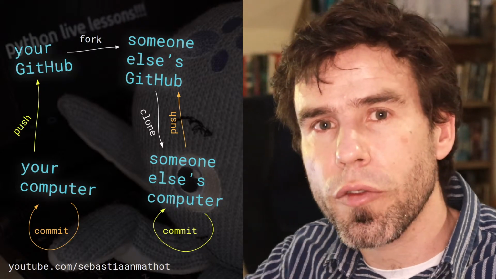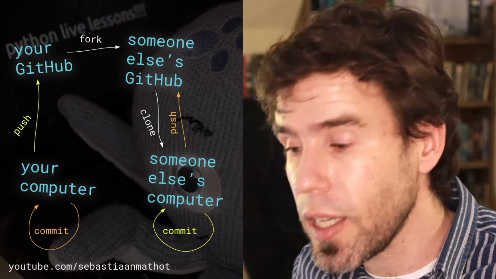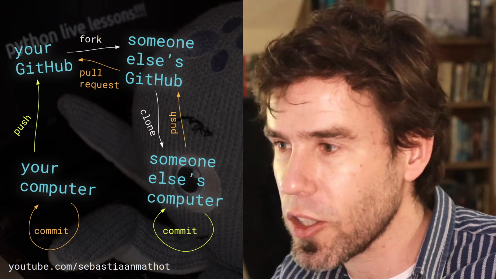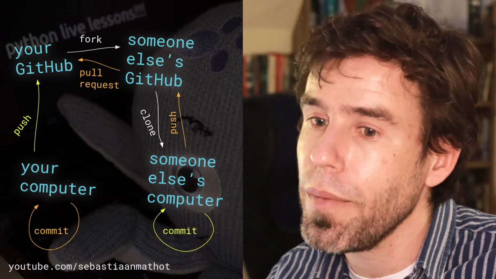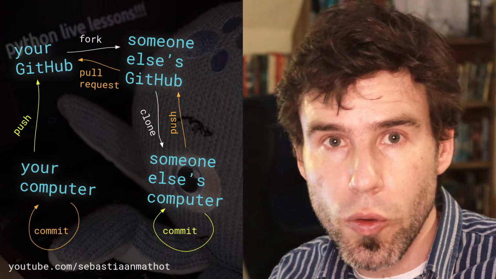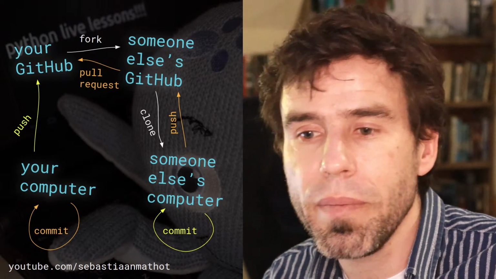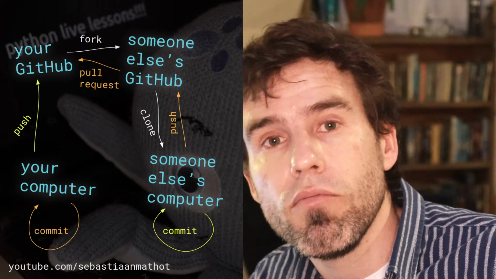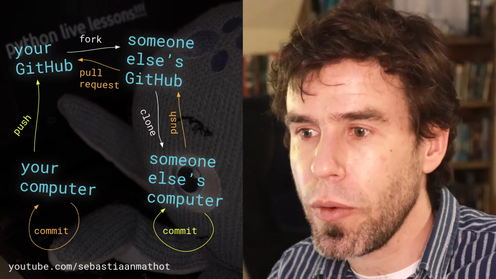Now, how do you then synchronize those things? The first step is that person sends you a pull request. You see how the schematic starts to become complex now, right? And a pull request is really literally a request. It is telling you, okay, I made some changes to your code. Do you want to take them over from me? And then you can say yes or no to that request.